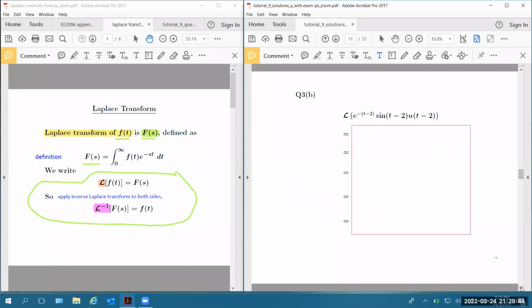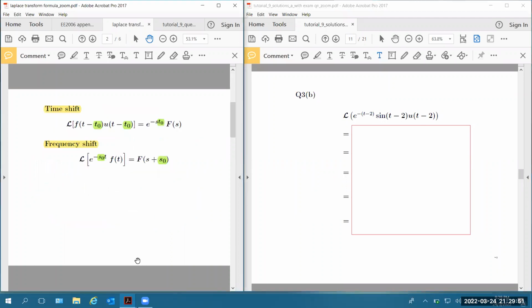Let's do the second one. Okay, this is actually the second question. Now, well, you look at this: e to the power minus t minus 2, sine t minus 2, ut minus 2. So, you see a ut minus 2, right? So, what do you want to do? You want to match to which one? Yeah, have a guess. Which one you want to match to?